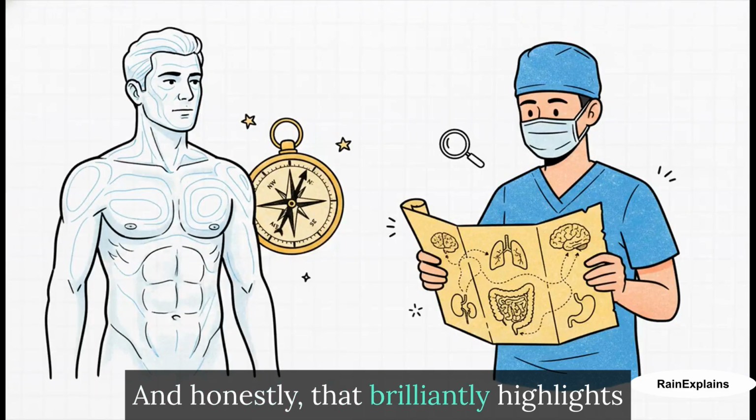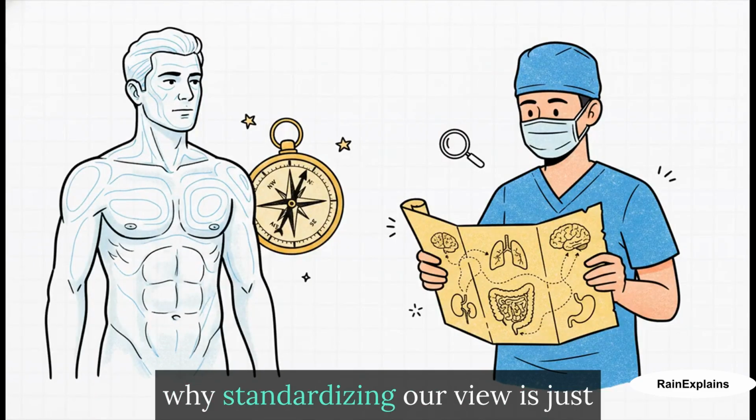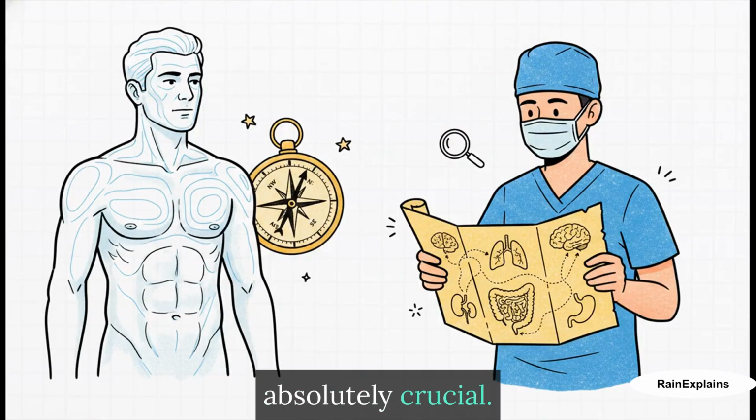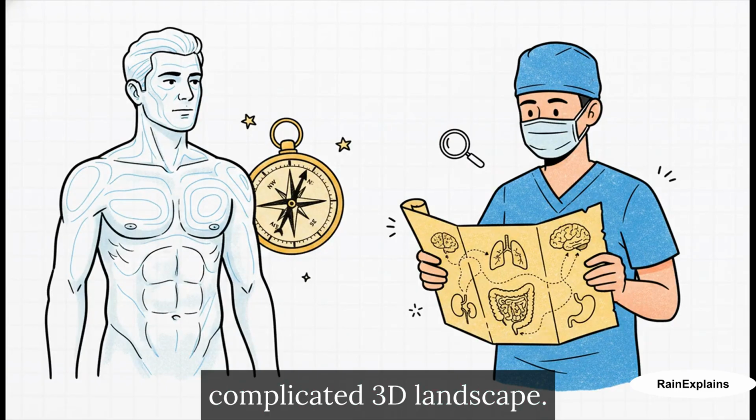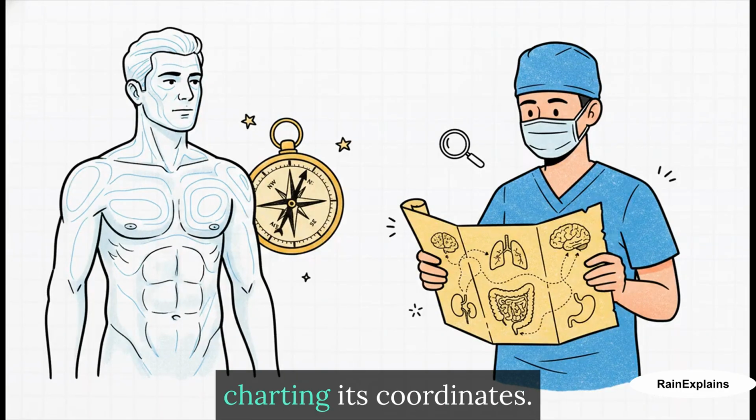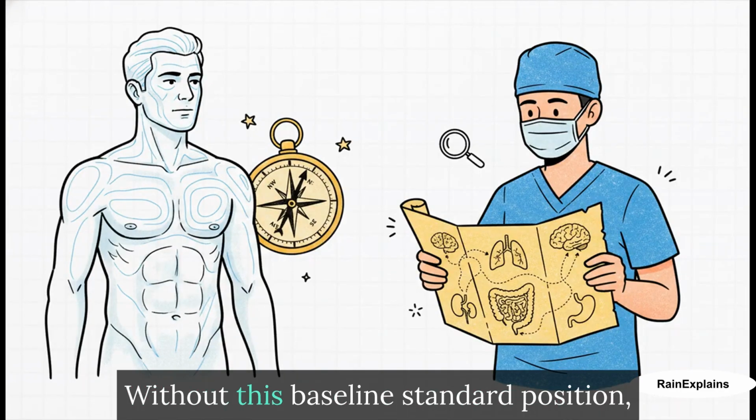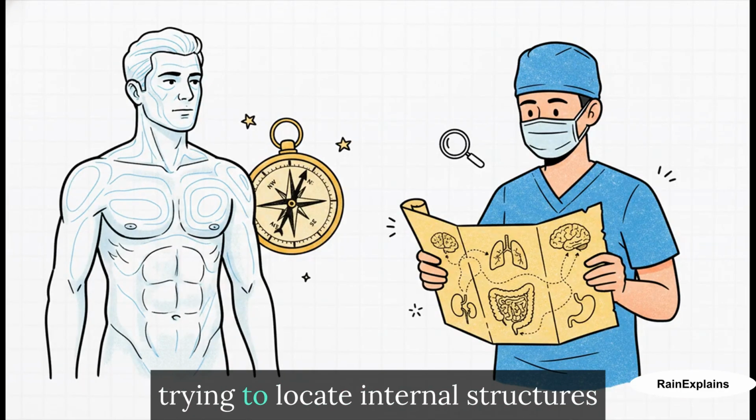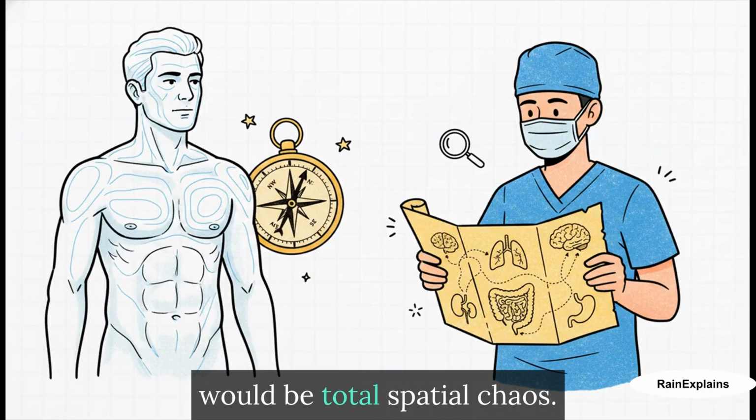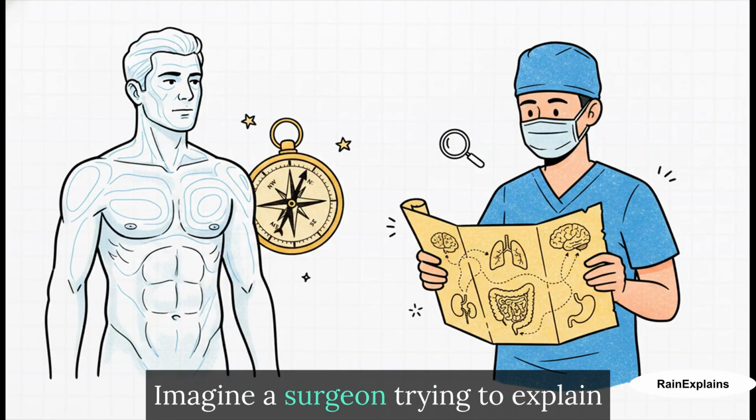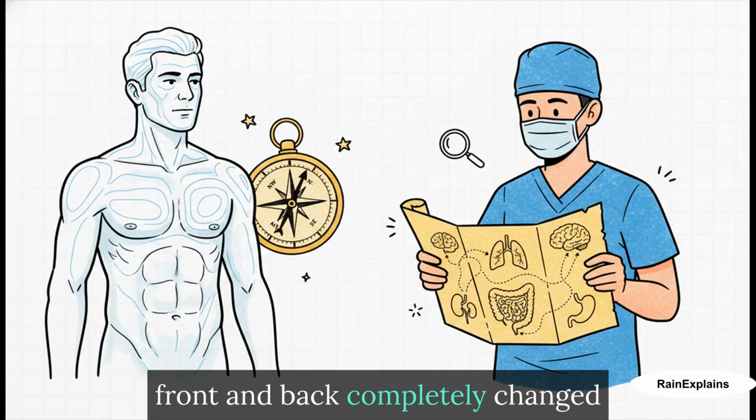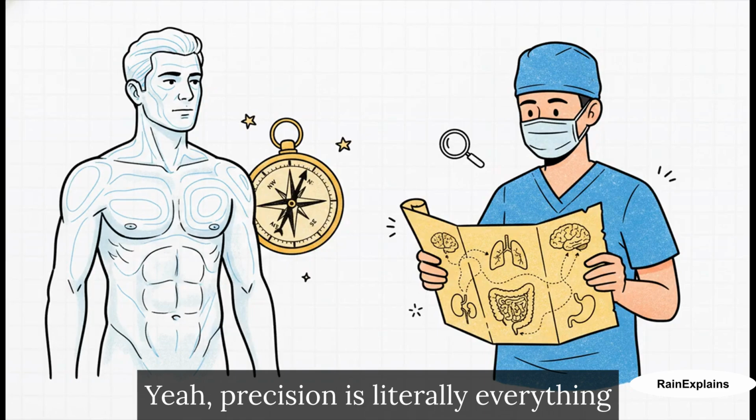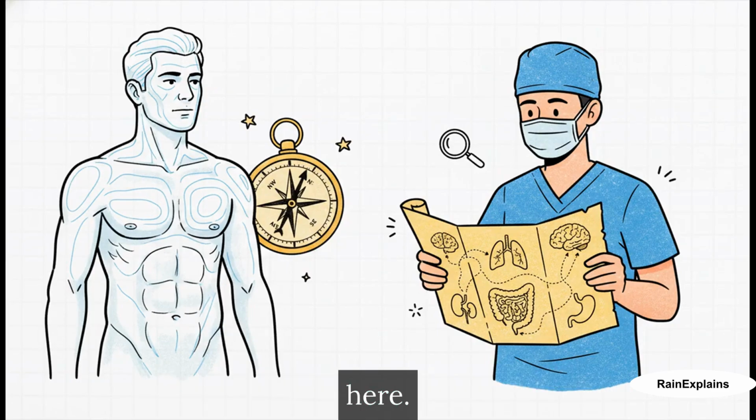And honestly, that brilliantly highlights why standardizing our view is just absolutely crucial. The human body is this vast, complicated 3D landscape, and anatomists are the cartographers charting its coordinates. Without this baseline standard position, trying to locate internal structures would be total spatial chaos. Imagine a surgeon trying to explain where an organ is if left and right or front and back completely changed every time you rolled over. Yeah, precision is literally everything here.